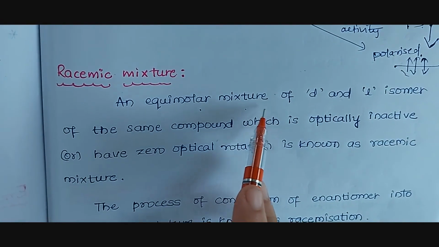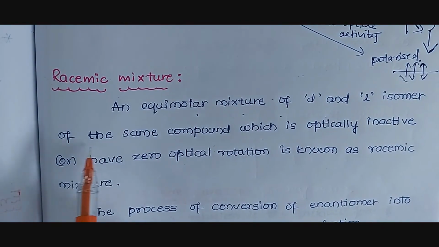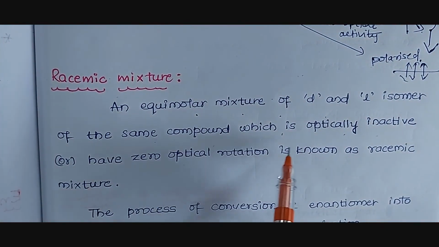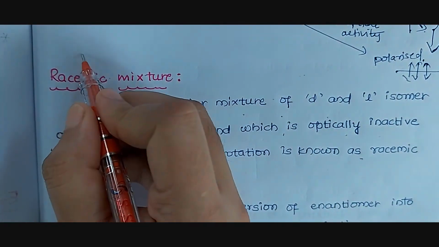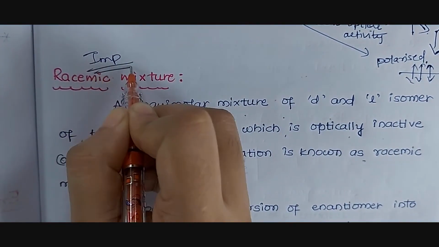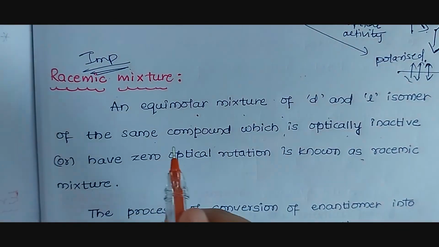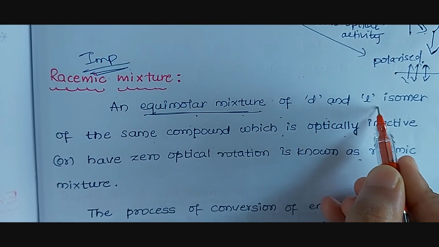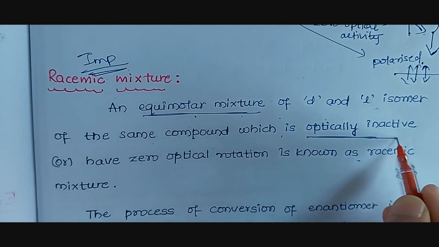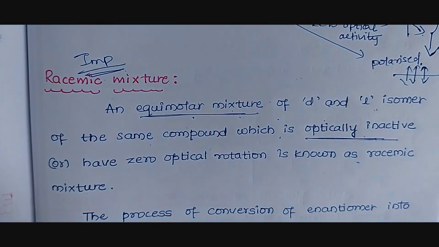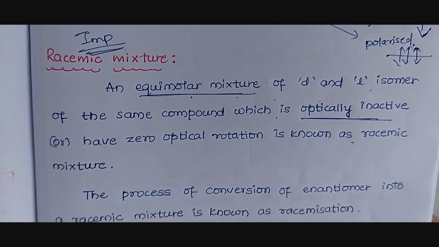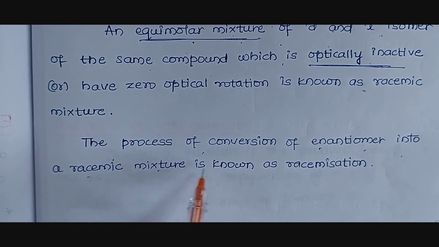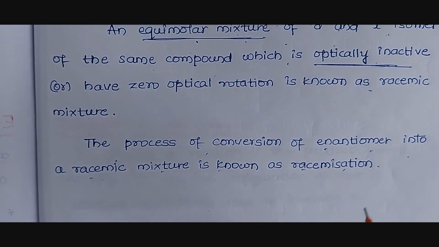So let's recall the definition of a racemic mixture. What do you mean by a racemic mixture? An equimolar mixture of D and L isomers of the same compound, which is optically inactive or has zero optical rotation, is called a racemic mixture. Why is it optically inactive? It is very important for your exam. You should remember that it is because of the presence of D and L isomers. The terms equimolar mixture and optically inactive are to be mentioned in the definition if it is asked for 1 mark. And the process of conversion of an enantiomer into a racemic mixture is known as racemization.